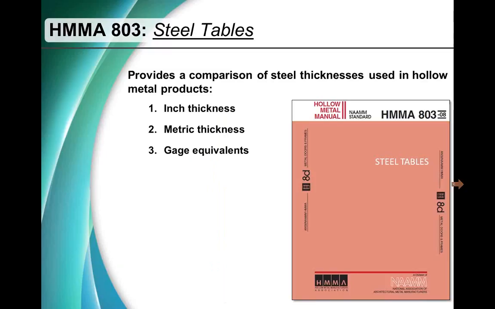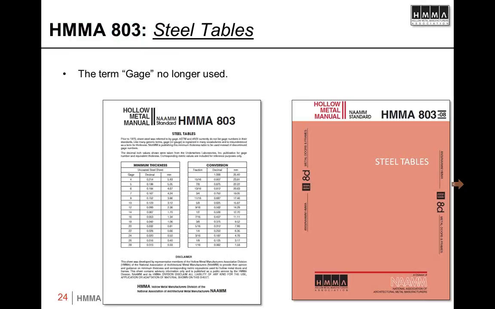803 is an overview of steel tables, and this is a detailed review of thicknesses of steel in either inch, metric, or gauge equivalents. Now, the term gauge is used a lot in our industry, and architects use it, but the reality is that the term gauge is no longer really used in any of the ANSI or the government agencies. Gauge is just an archaic reference to the actual thickness of material. So when you're talking with government agencies or even with a lot of manufacturers, you're talking in either decimal imperial equivalents or metric thicknesses.